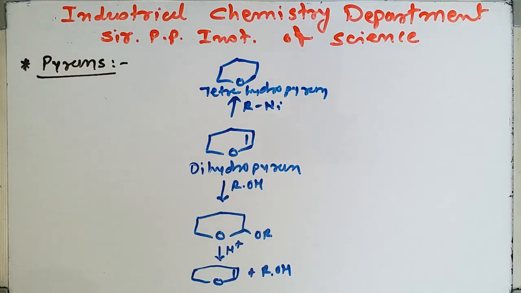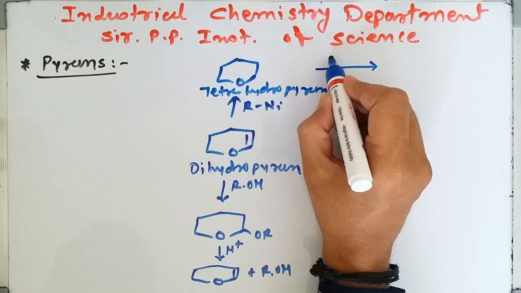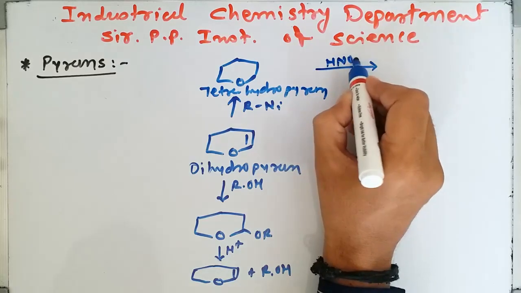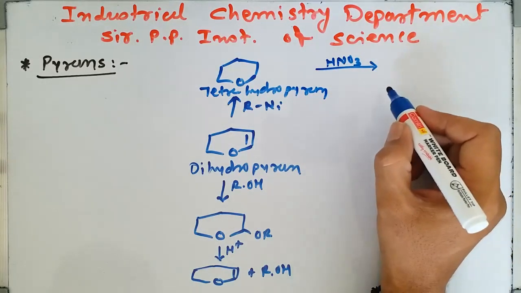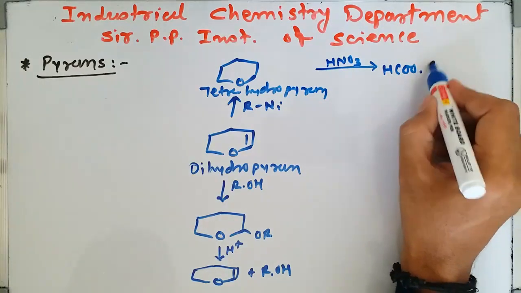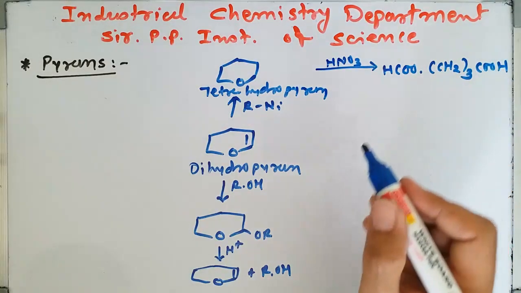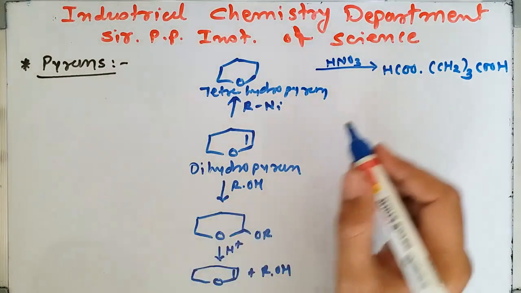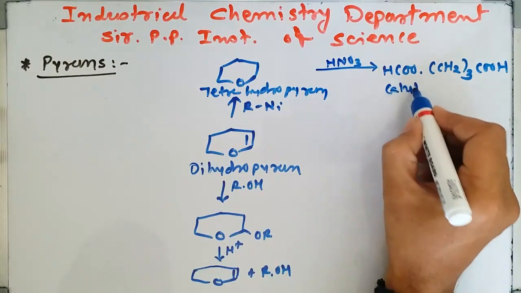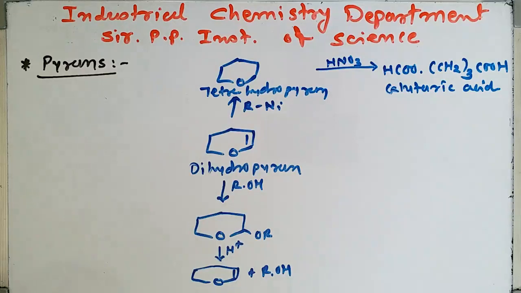On nitration, this tetrahydropyran, with the help of nitric acid and sulfuric acid, is converted into HOOC-CH2 thrice-COOH, known as glutaric acid. So nitration of tetrahydropyran gives glutaric acid.